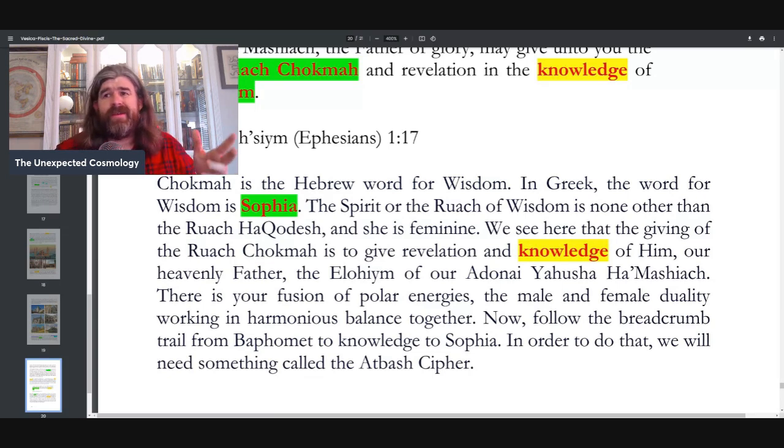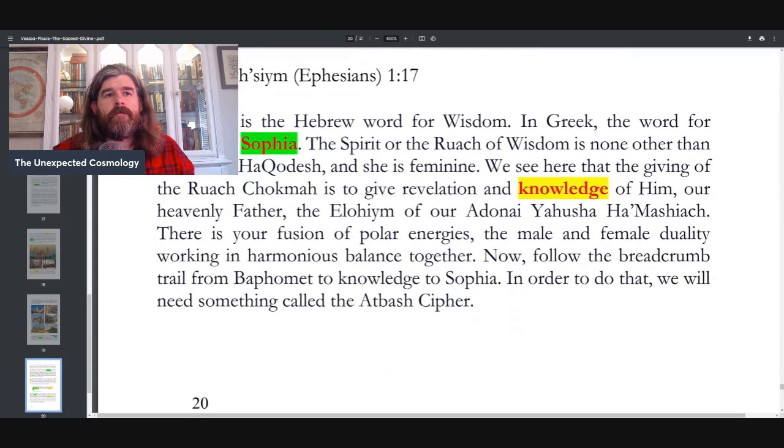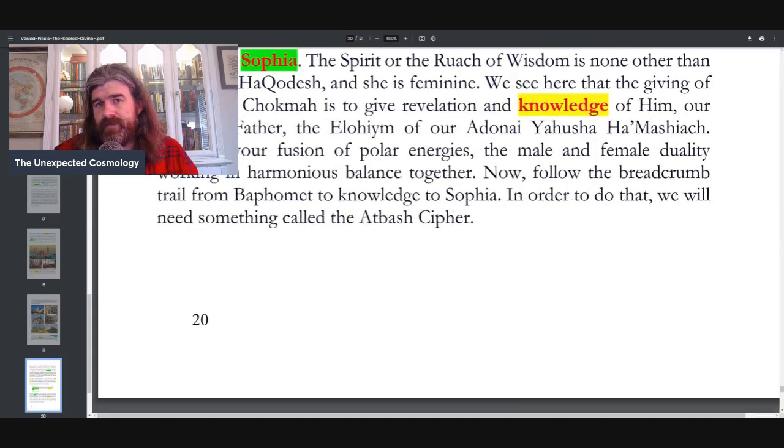We see here that the giving of the Ruach Chokmah is to gain revelation and knowledge of him, our Heavenly Father, the Elohim of our Adonai Yahushua HaMashiach. There is your fusion of polar energies, the male and female duality working in harmonious balance together. Now, follow the breadcrumb trail from Baphomet to knowledge to the Father to Sophia. In order to do that, we will need something called the Atbash cipher.